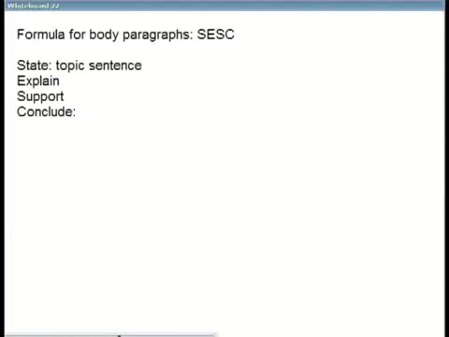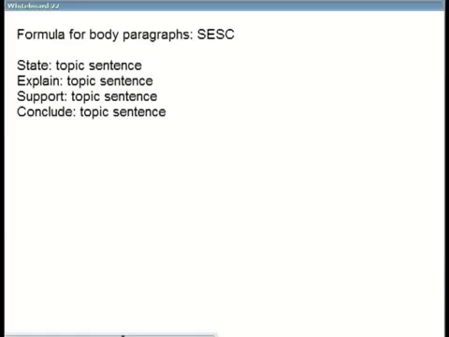What do you state? You state the topic sentence that you already wrote in your outline and supports the thesis. What do you explain? You explain the topic sentence that you just stated in different words. What do you support? You support the topic sentence using the kind of essay that you were being asked to write. You're being asked to write a narrative essay, so your support would consist of memories. If you were asked to write a cause-effect essay, your support would consist of causes or effects or both. What do you conclude? You conclude the topic sentence.